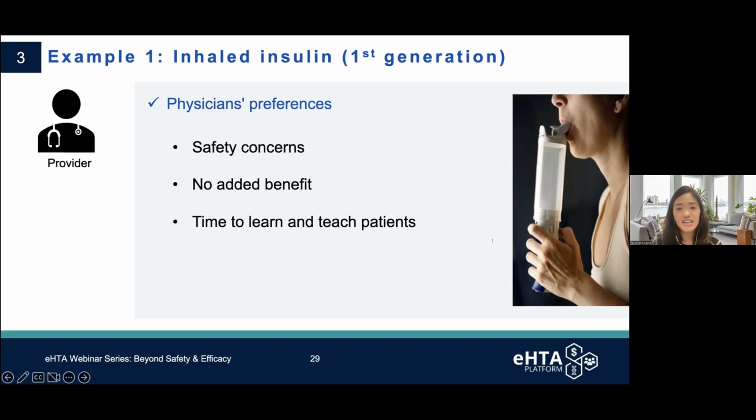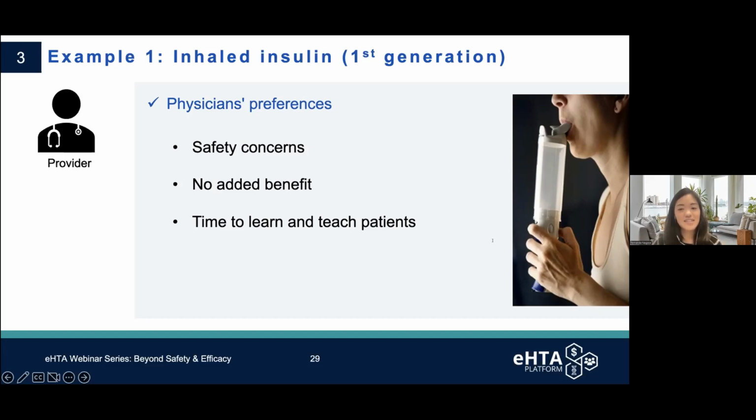And in the case of Exubera, providers were concerned with the safety profile, as was the FDA. And on top of that, they didn't see any added benefit from the product. Well, yes, apart from not requiring needles, what is the additional benefit? It was not better than the ones on the market. It was as good as the ones on the market, but it wasn't any better.